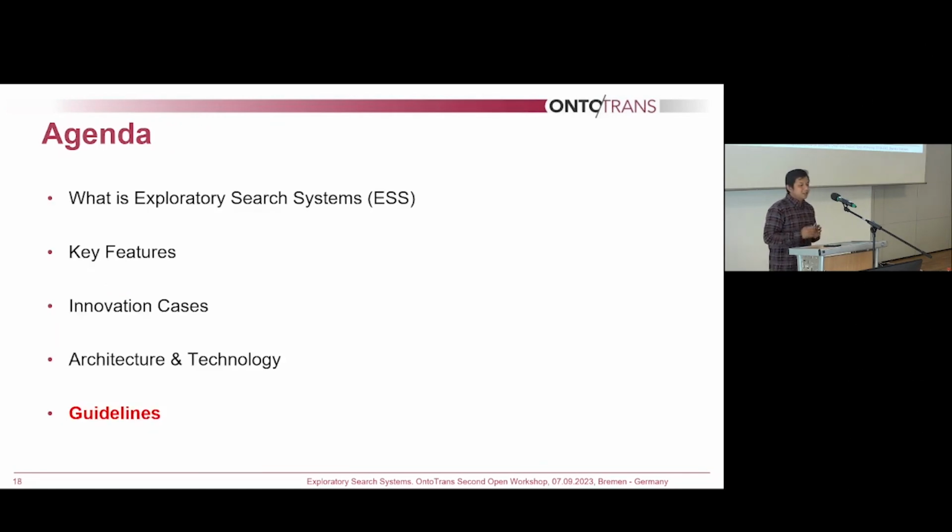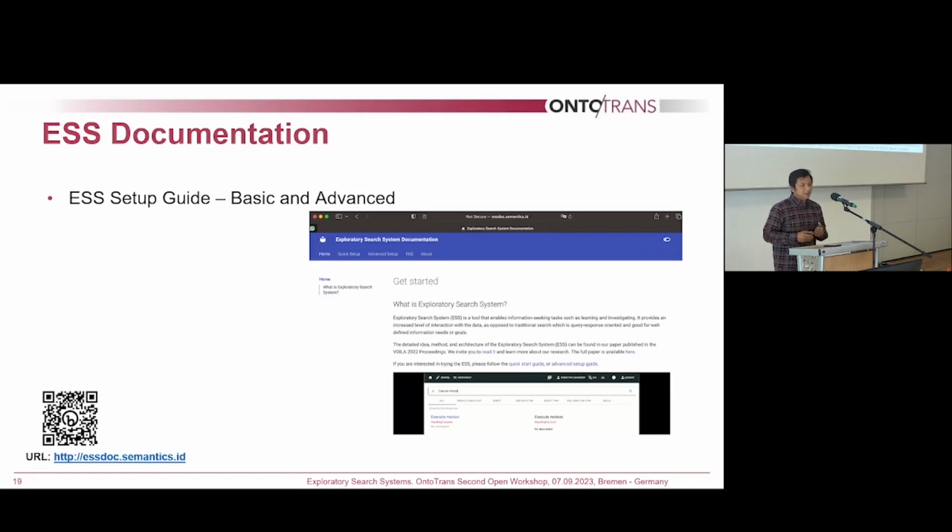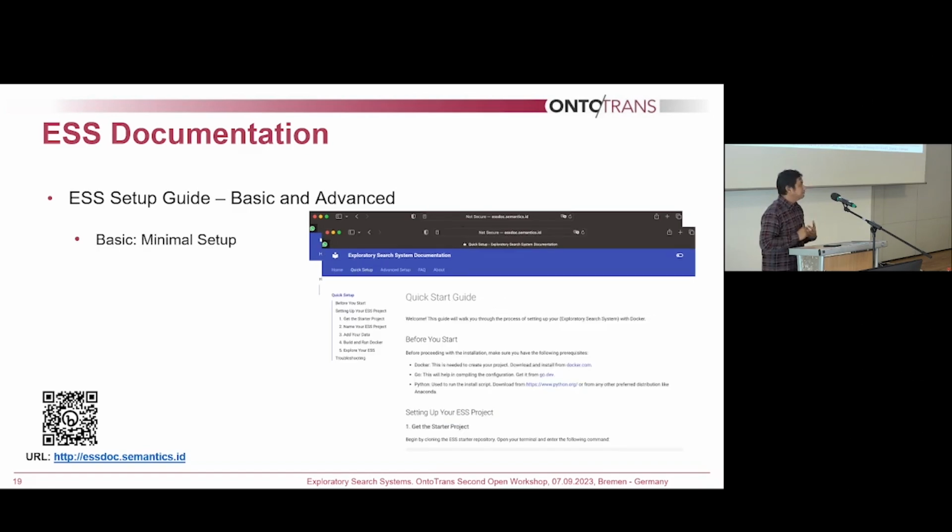The last part is about the guidelines. If you have already seen this and you are interested in using it, we provide you with the link where you can look into it, browse, and use it to instantiate your own ESS in your own innovation case. We have two setups. The first one is basic. You need a few software prerequisites, Docker, Go, and Python, and then you can load your knowledge graph in a Turtle file or a different kind of serialization and use that to start an ESS.